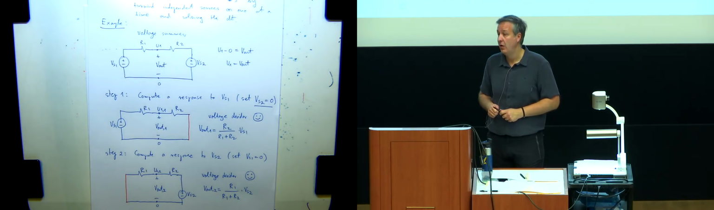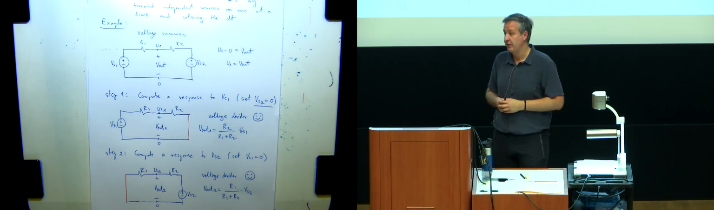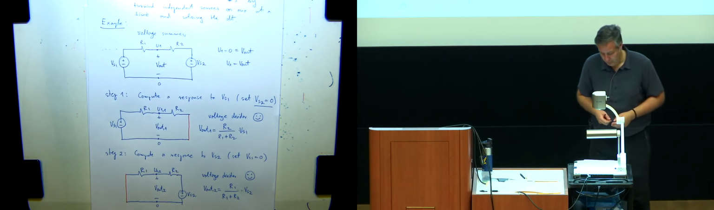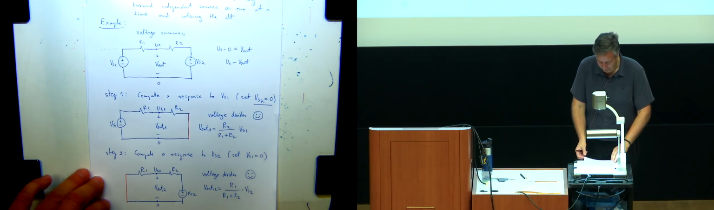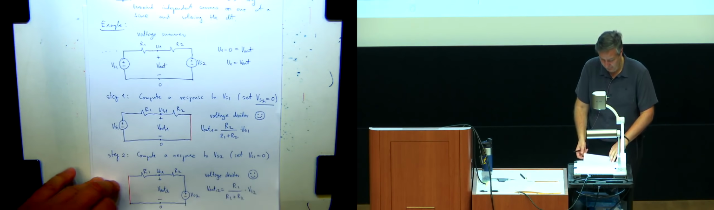Does the fact that alpha and beta in this example add to 1 say anything about the... It's a property of the circuit, right? Yeah, it's a property of the circuit, but really, that's something to keep in mind.